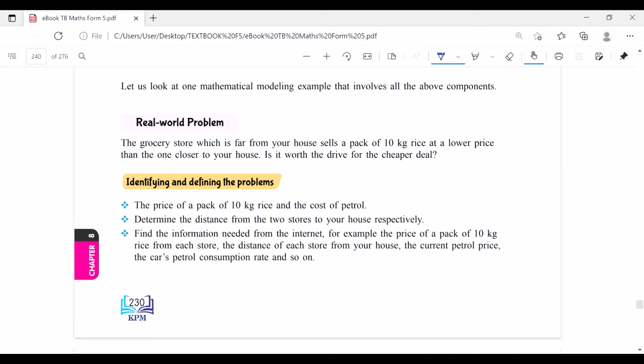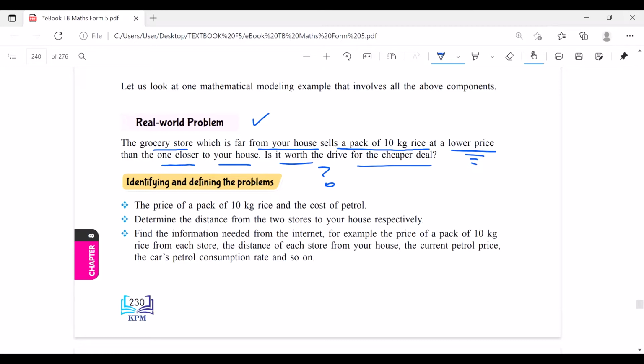Okay, let's have a look at the real world problem. The grocery store, which is far from your house, sells a pack of 10 kg rice at a lower price than the one closer to your house. Is it worth the drive for the cheaper deal? Okay.